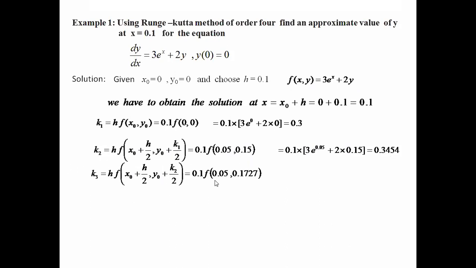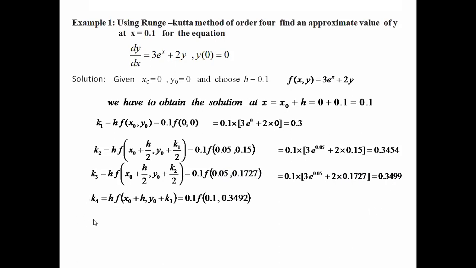Similarly, get k3. k3 is the slope where the x coordinate is the same, but the y coordinate is y naught plus half of k2. So this will be changed. y naught is 0, and k2 by 2 means half of this, so you get nearly 0.1724. That is f of x comma y. Using the relation 3 times e power x coordinate plus 2 times y coordinate, 0.1 into 3 times e power this value plus 2 times the y value. With a simple calculation, we see that this value is 0.3499.